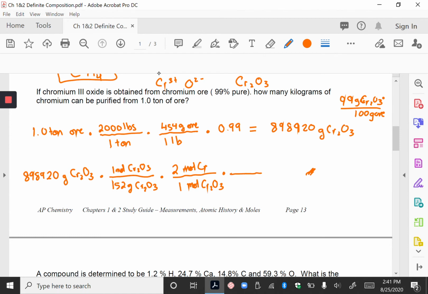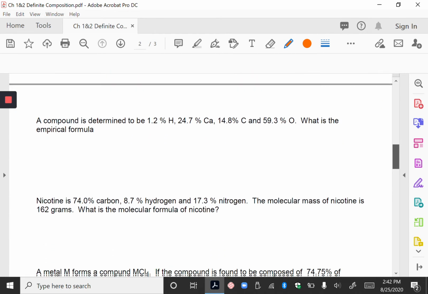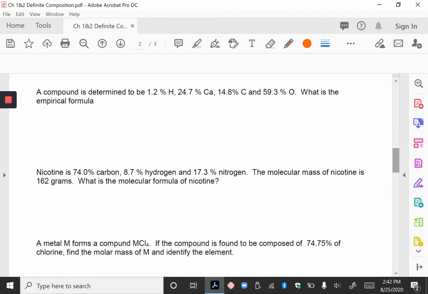And then I want kilograms, so I'm going to go to grams. 1 mole of chromium is 52.0 grams, and then to kilograms. 1,000 grams for every 1 kilogram. After all that, you get, with sig figs, you have 2 numbers here in 110, so 2 sig figs I should say. So 610 kilograms of chromium. Pretty cool, right? Okay, let's look at this next one.